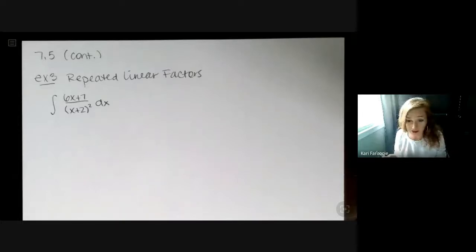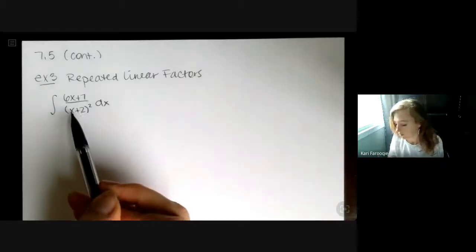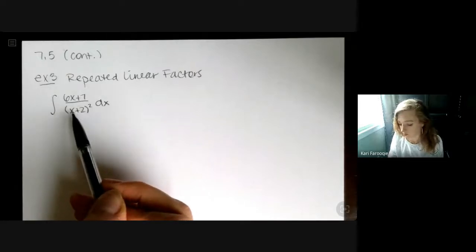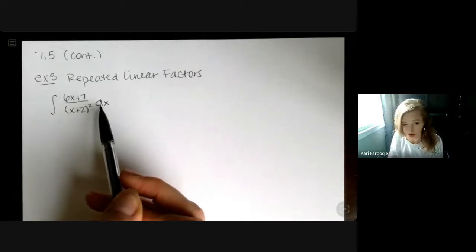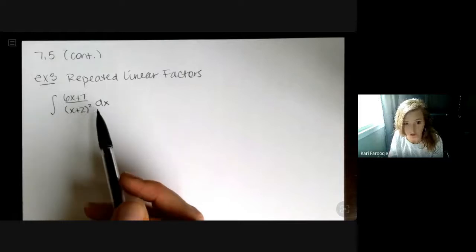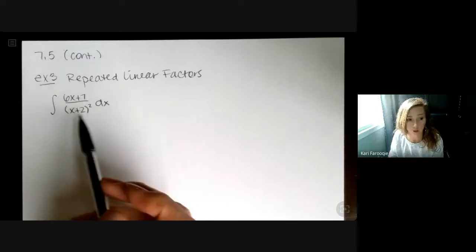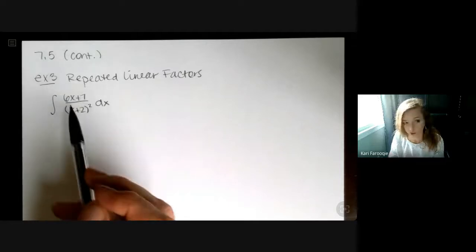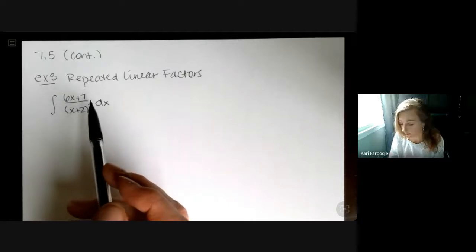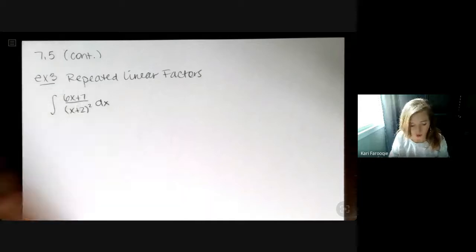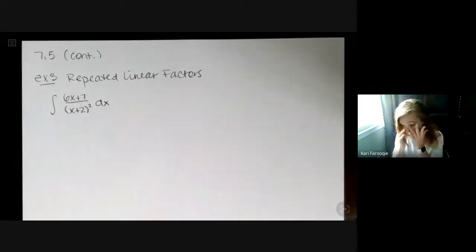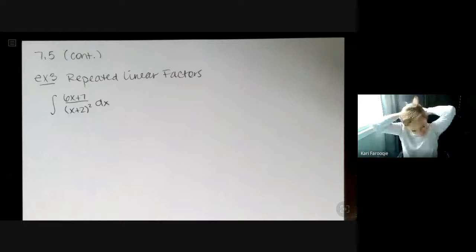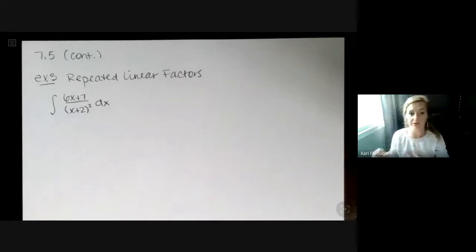You might have back in Calc 1 said, oh, maybe I'll try a u substitution. But notice that if you let u be x plus 2, du is then dx. Well, you don't just have dx, you have 6x plus 7 dx. Technically, you could probably have worked this out in Calc 1 using some sort of method of splitting up this constant like we've done the last couple of days, just by splitting this into 2 integrals. But this is something you're going to do pretty easily with partial fractions.